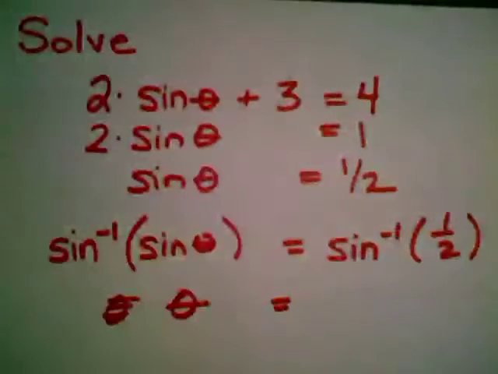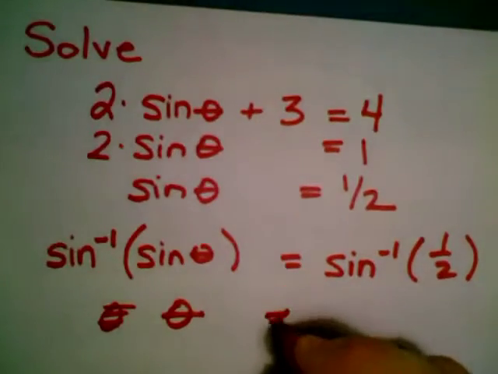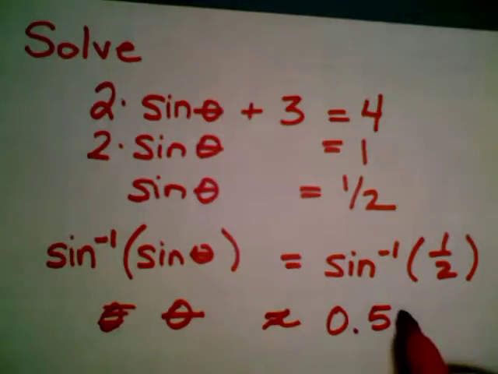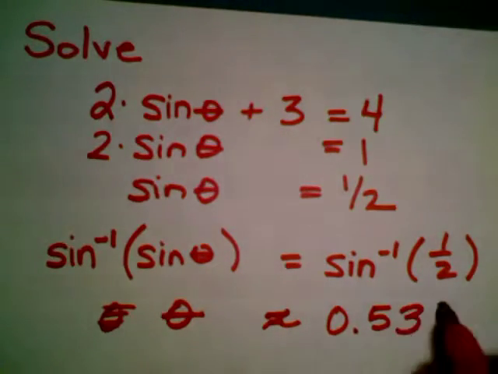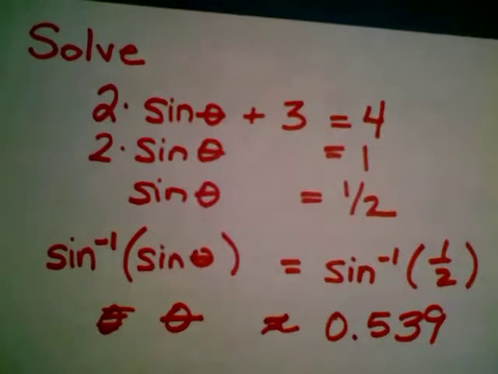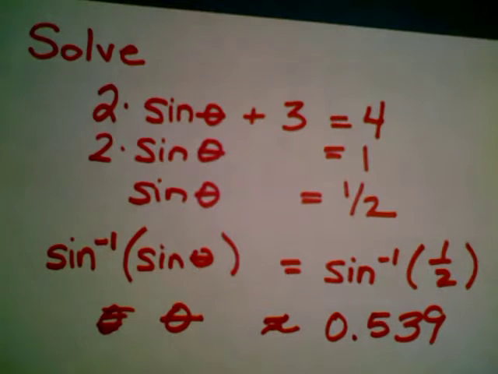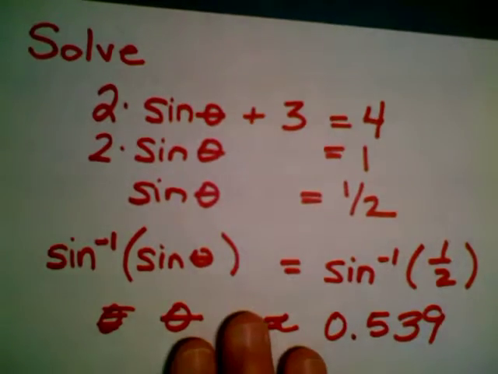On the right-hand side is where I've used my calculator. I get approximately 0.539. I'll check that again while we go along. I'll pull up my calculator here.